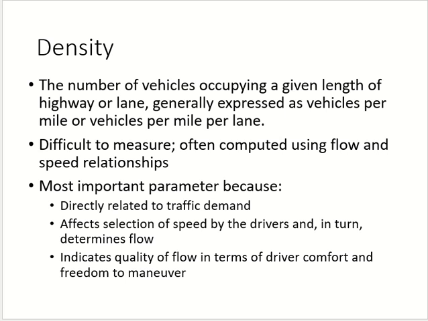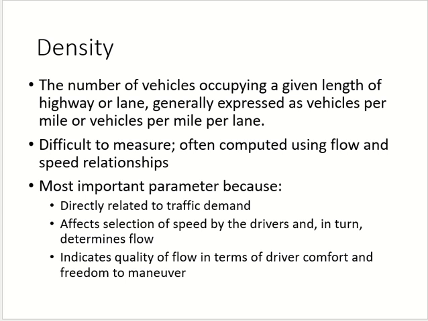Density can affect other parameters as well. So more density means what? Let's say I have data for two different highways, one highway has a density of 50 per mile, the other one has a density of 70 per mile. Which one will have more speed? The one with 50 will have more speed. More density, less speed. Why is that? Because with more density, what will decrease? The area. The available area of the road, the space between the vehicles.